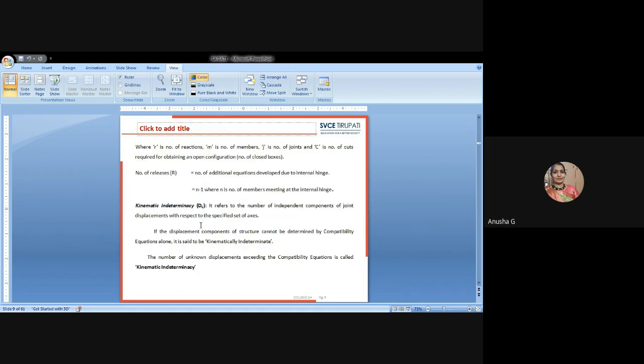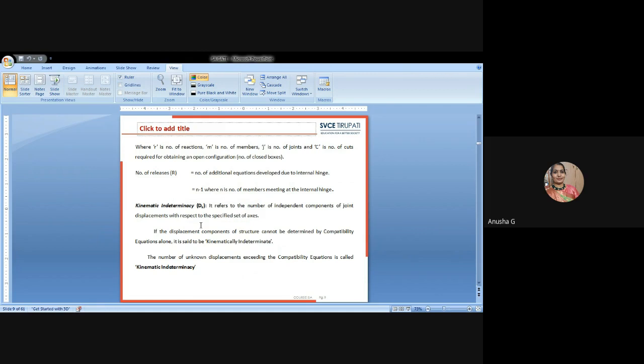Next, we will see what is meant by r. r is the number of reactions, m is the number of members, and j is the number of joints. This you can see as the internal indeterminacy. Suppose you take a truss, how many members are there? That is m. How many joints are there? That is j. The next is m equals 2j minus 3, which has to be calculated here.